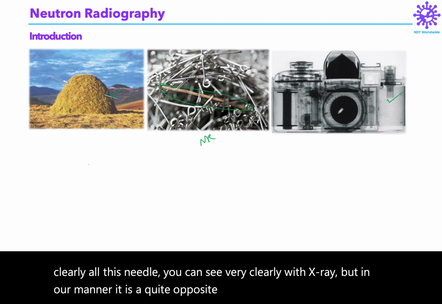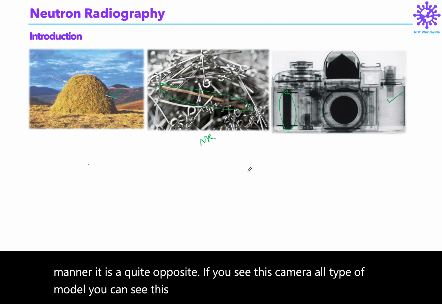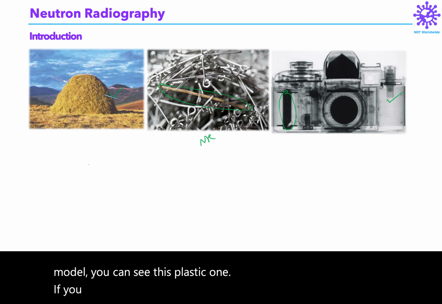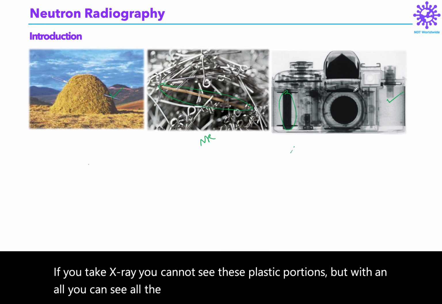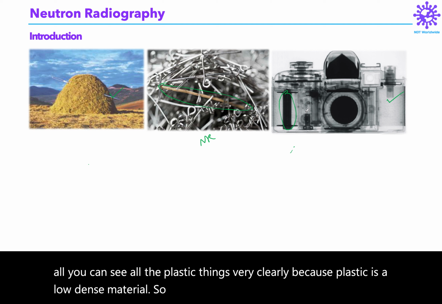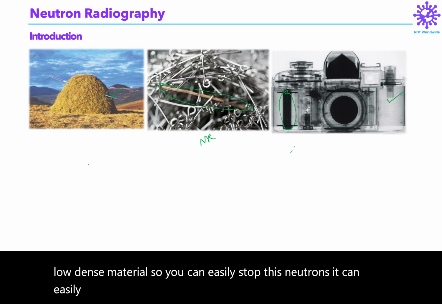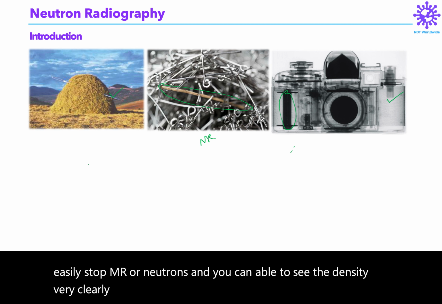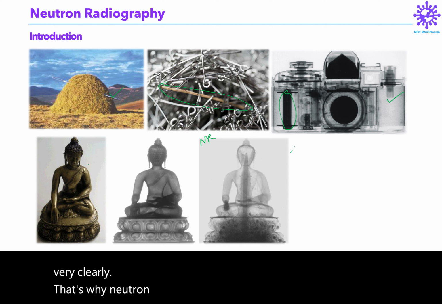If you see this old type camera model, you can see the plastic parts. If you take X-ray, you cannot see these plastic portions, but with NR you can see all the plastic things very clearly because plastic is a low dense material, so it can easily stop the neutrons, and you are able to see the density very clearly. That's why neutron radiography is quite famous.